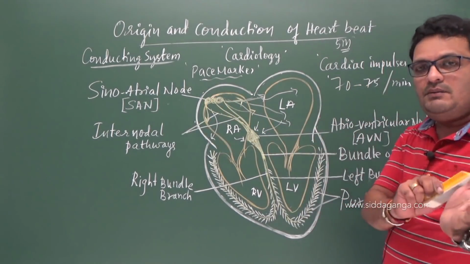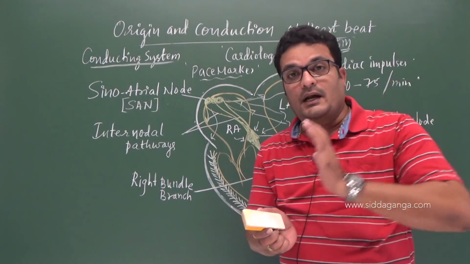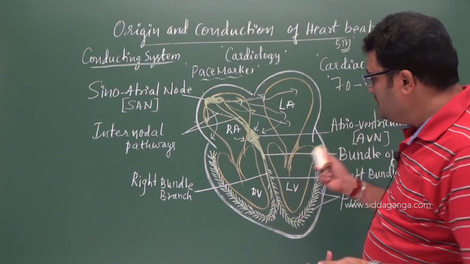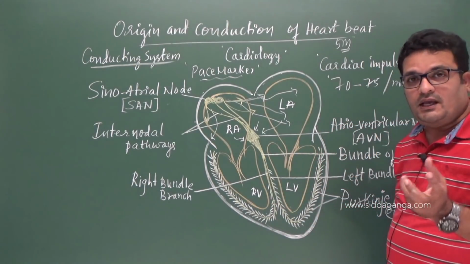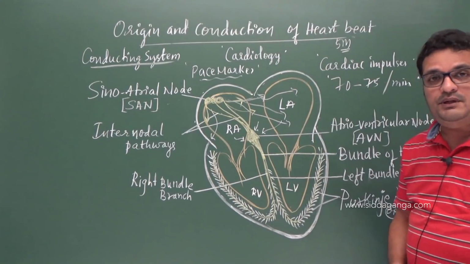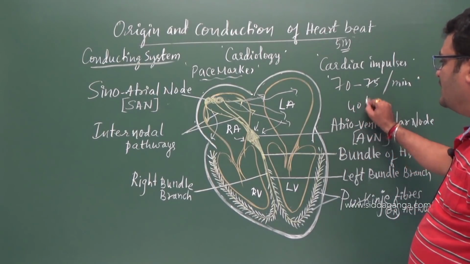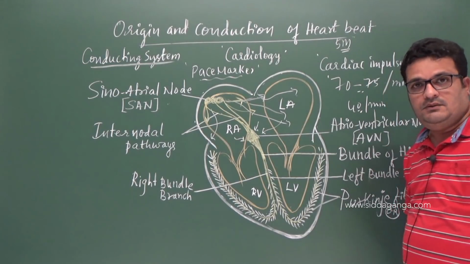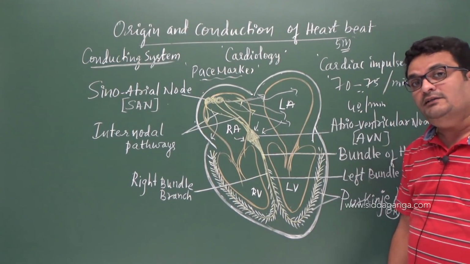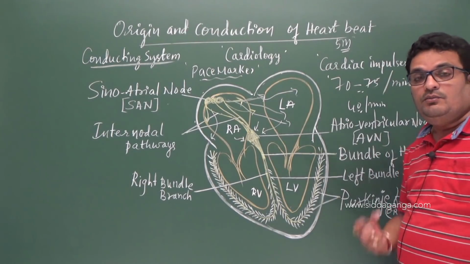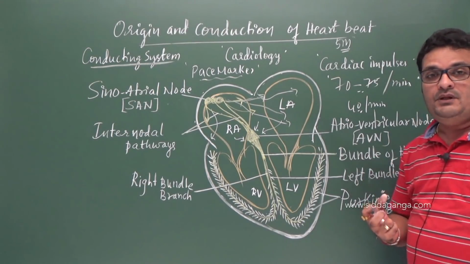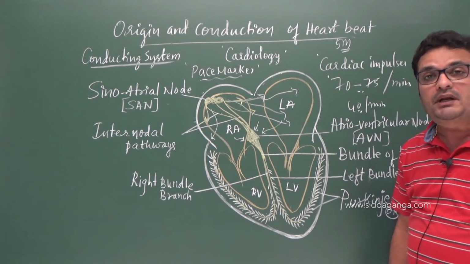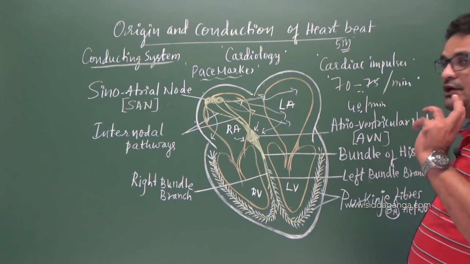SAN compared to AVN is smaller, and hence SAN is said to be the pacemaker as it initiates the impulses. Even this atrioventricular node, AVN, can also generate impulses, about 40 per minute, right? The SA node generates 70 to 75. Hence the human heart beat or heart rate can be considered 72 per minute on an average.